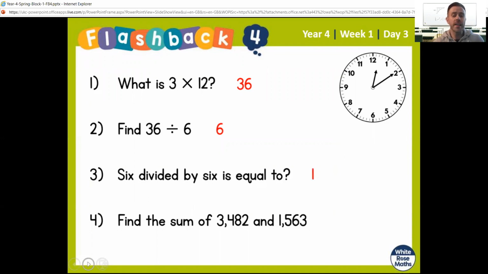Number 4, find the sum of 3,482 and 1,563. Find the sum, means add them together. So, depends how you did it. You might have done it a couple of different ways. If it was me, I probably would have done some column addition, because I know we've all done that before. I would have set it all out really neatly, one underneath the other, and then I would have done some adding, and I would have got 5,045.